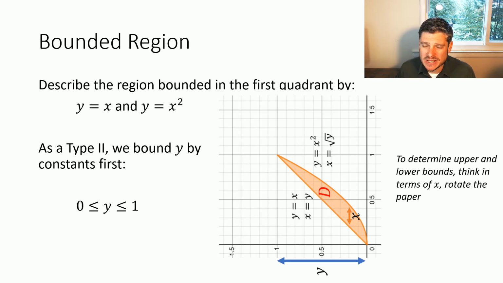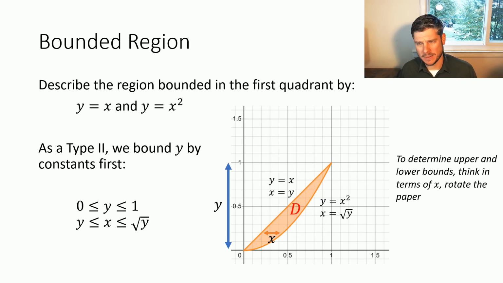My same region now, to determine those upper and lower bounds. Well, let's see, which one's on the bottom? Now I can see that on the bottom is my line y equals x, or, since I need to do this in terms of y, it's my line x equals y. And on the top, it's going to be my curve x equals the square root of y. So when I write my inequality and flip my paper back the right way, I'll have y is less than or equal to x, which is less than or equal to the square root of y.